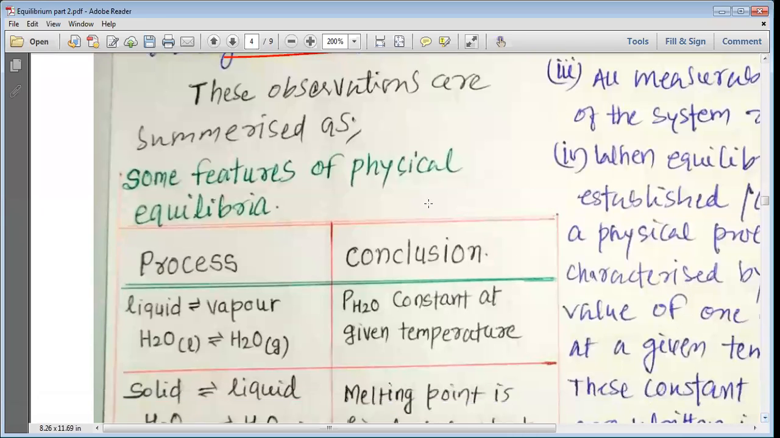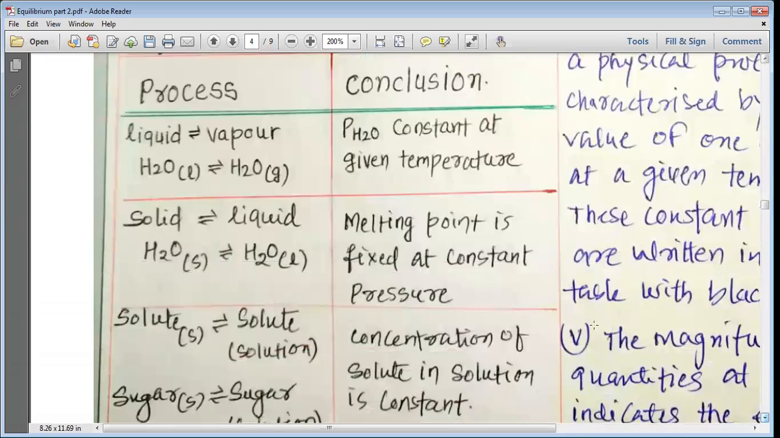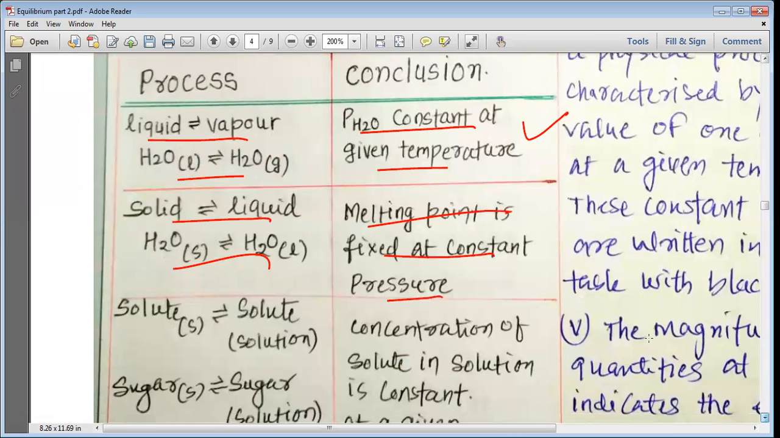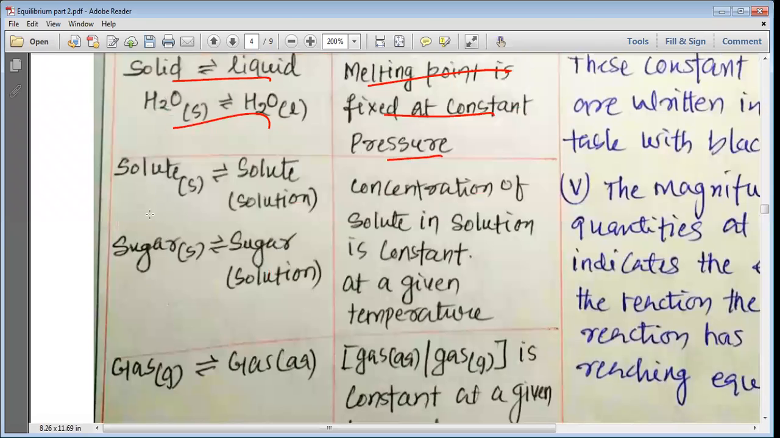Let us revise them by using a table, that what remains constant at what time. See, for the liquid vapor pressure, we have the partial pressure pH2O, that is the partial pressure of vapor remains constant at given temperature. For solid liquid kind of equilibrium, melting point remains constant. If there is no heat exchange, mass also remains constant. When solid and solution equilibrium is established, the concentration of solute in solution is constant at given temperature.